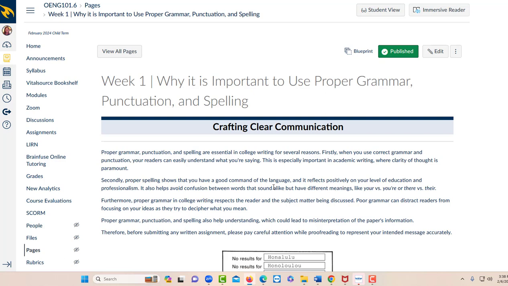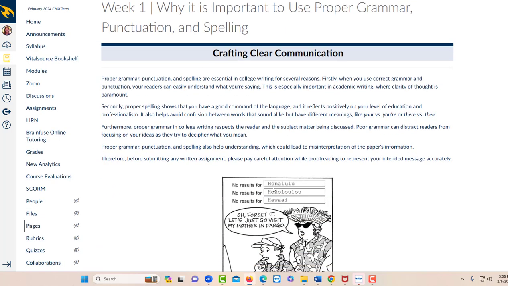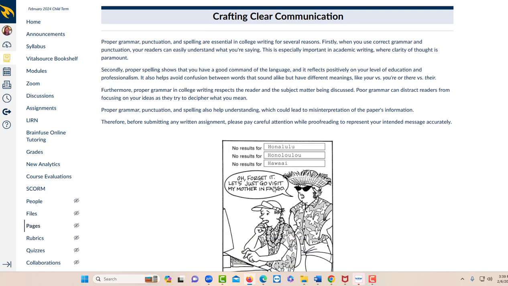proper spelling shows that you have a good command of the language, and it reflects positively on your level of education and professionalism. It also helps avoid confusion between words that sound alike but have different meanings, like your and you're, or there and their.